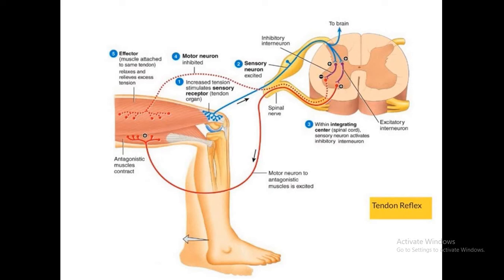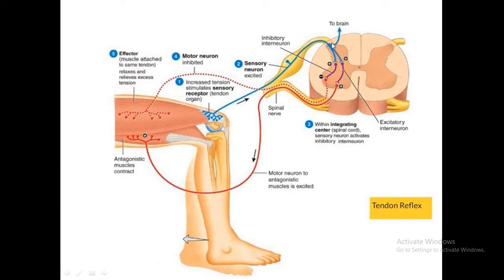Yes, to the spinal cord, to the gray matter of the spinal cord. And within the spinal cord, the sensory neuron activates an inhibitory interneuron, which will go and innervate the muscle attached to the same tendon, and which will cause its relaxation and relieve excess tension. On the opposite side of this muscle, we have the antagonist muscle. The antagonist muscle will contract.